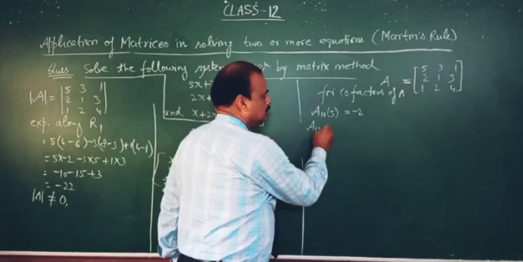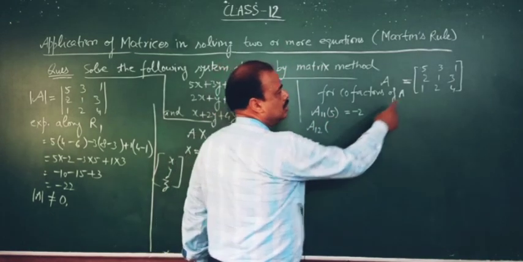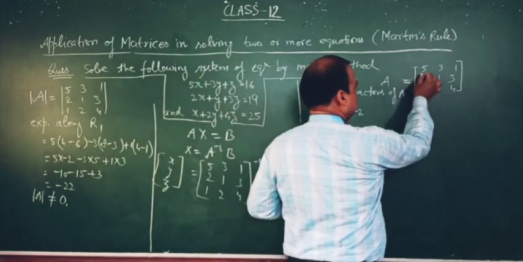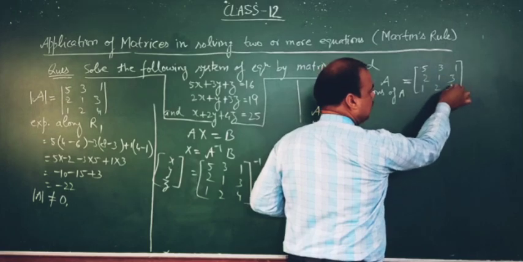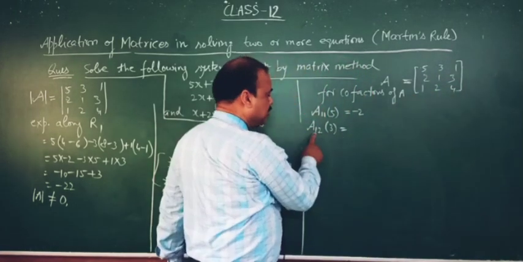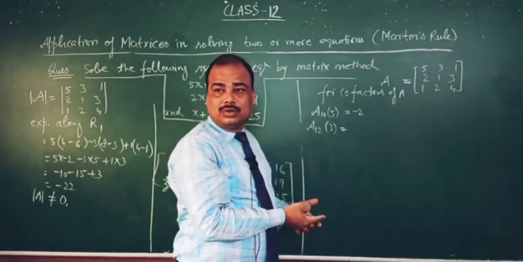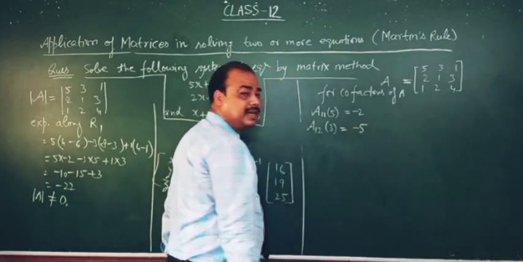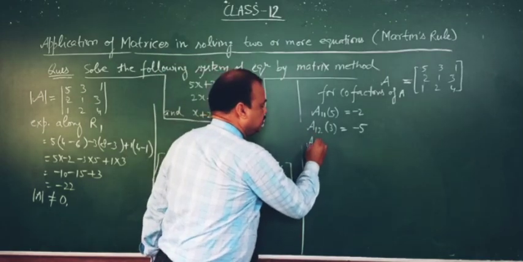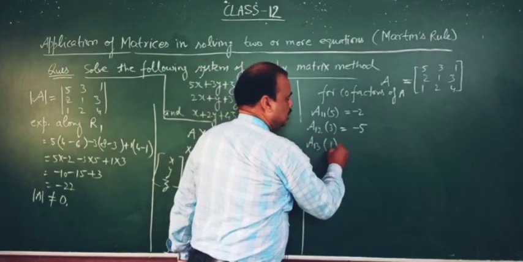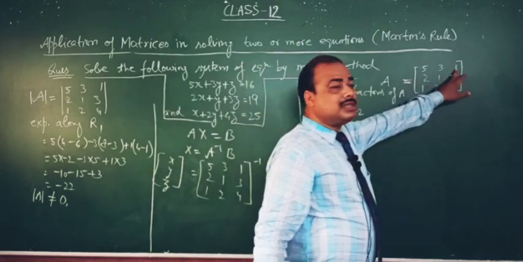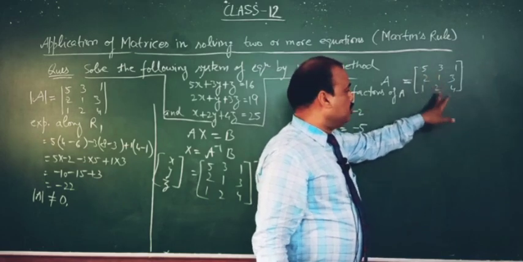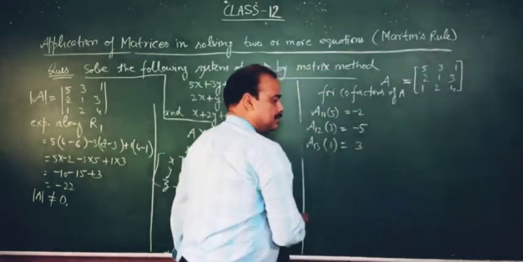Cofactor of first row second column, it means the element 3. We hide the first row and second column: 8 minus 3, 5. But 1 plus 2 equals 3, which is odd, so the sign will be changed. It means negative 5. Cofactor of first row third column, the element is 1: 4 minus 1, it means 3.